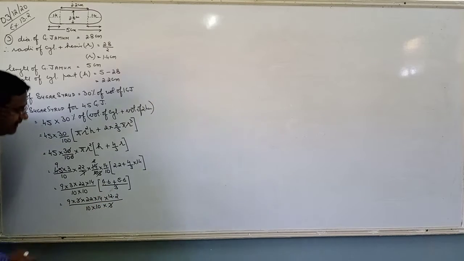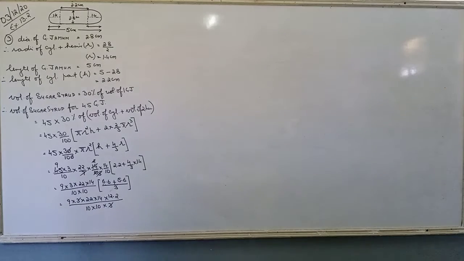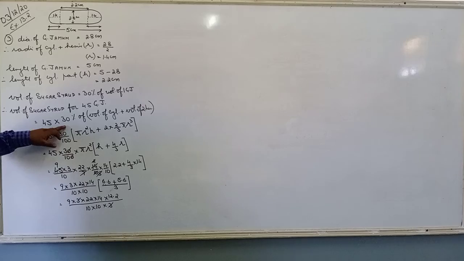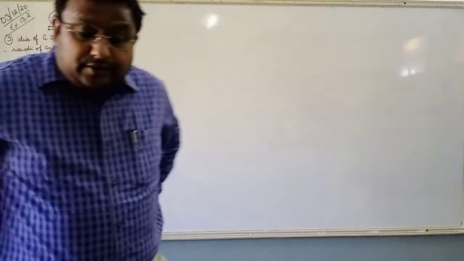3 and 3 cancel. Can we multiply and put down the decimal places? That's it. Correct? This was important. 45 into 30%. Clear? Take a look at question number 4.